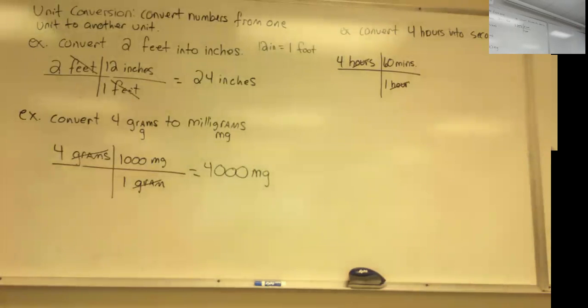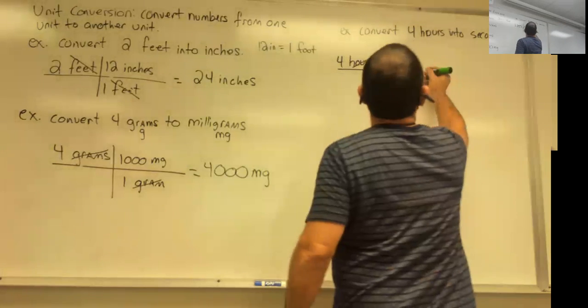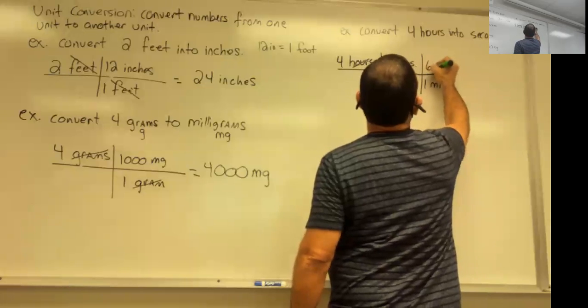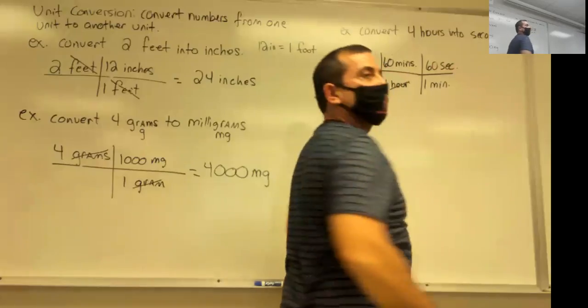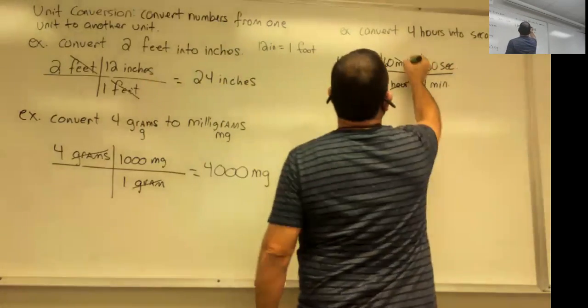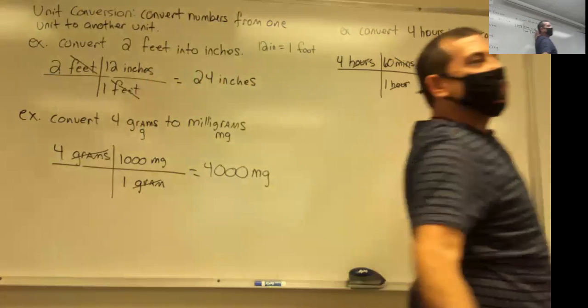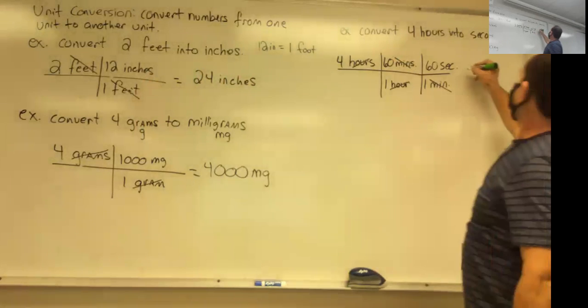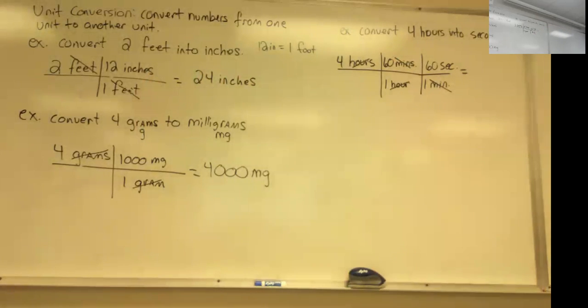So is there a conversion I can use to go from minutes to seconds? Every minute is 60 seconds. So you'd have to draw another line over here, and 1 minute is 60 seconds. Now my minutes are going to cancel, and I'm going to end up with my seconds. So, one of y'all got a calculator for that? Do it now. I'm going to multiply the 4 times the 60 times the 60.